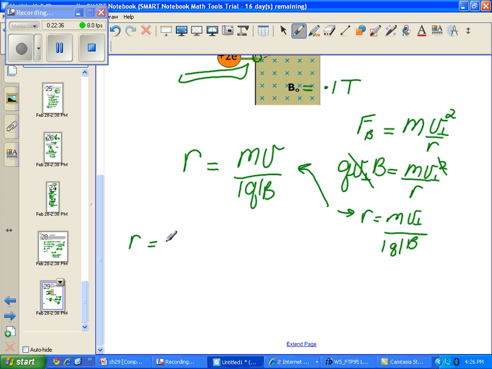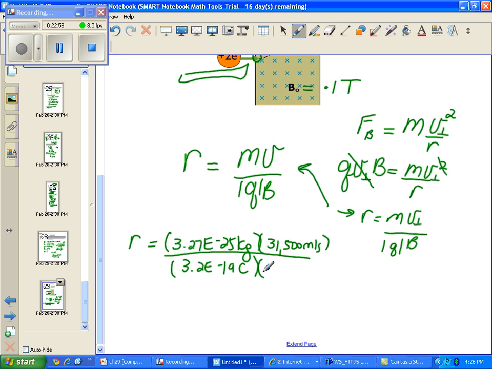Anyhow, let's go ahead and plug in all of our numbers. 3.27 e to the minus 25 kilograms times 31,500 meters per second divided by 3.2 e to the minus 19 coulombs times B, 0.1 tesla. And I get a value of 0.322 meters. Well, that concludes the second part of the problem solving session for chapter 29. Until next time.